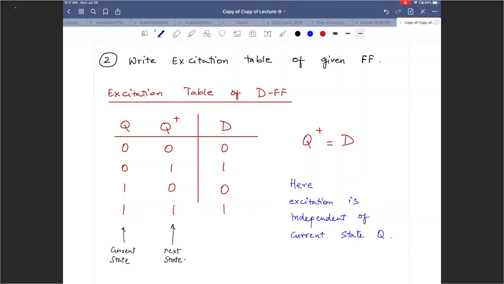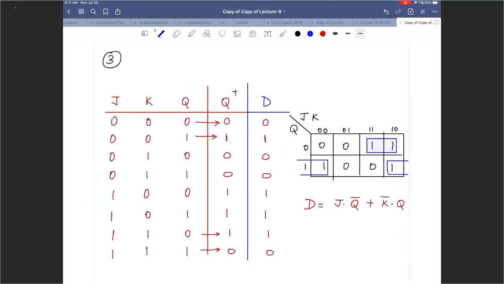So step one is done, step two is done. Now we come to step three, which is to combine step one and two. So as you can see in step three, first we wrote the next state table of the desired flip-flop, J, K, Q, Q plus. This is all from step one. Then we wrote D. So all of this, let me show you where step two is. Step two is here.